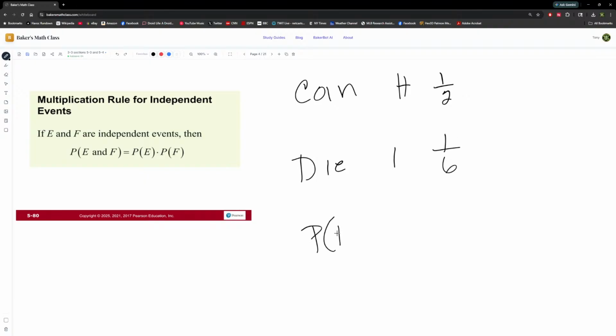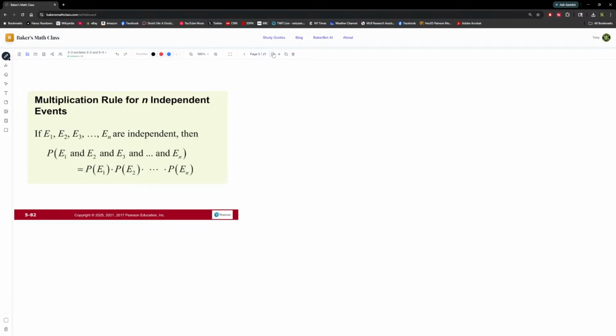So the probability of the coin and the die is 1/2 times 1/6, or 1/12. That would be the probability that I'm going to get heads and a 1 on the die. Those are two completely independent events because the coin has no impact on the die. So I can just multiply those two probabilities together and get my answer. If the events are independent, it doesn't matter if there's 20 events or 2 events, you can just multiply them all together. The key being, though, is, again, they have to be independent of each other.